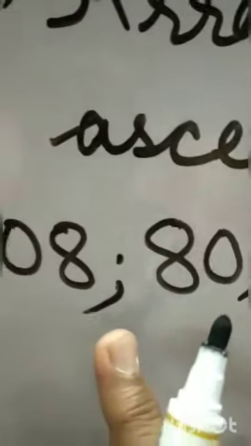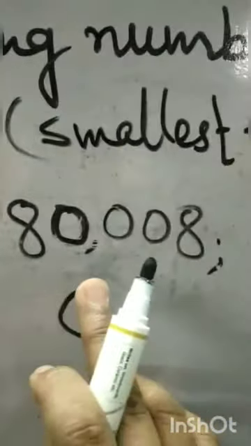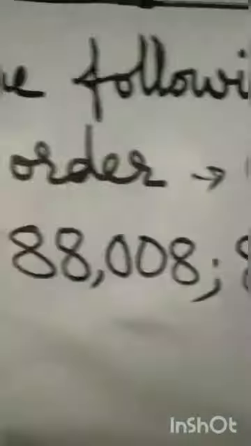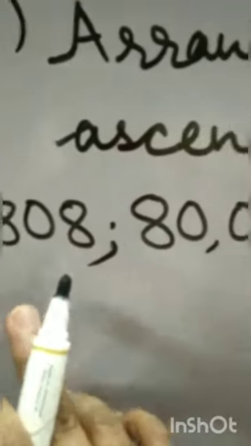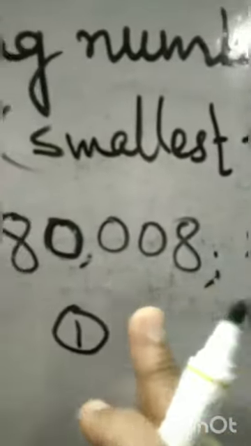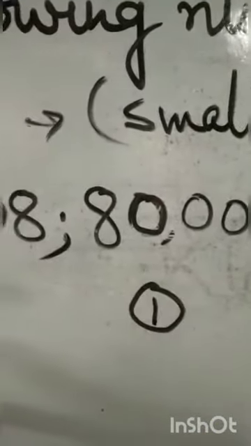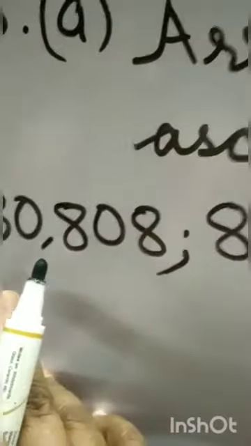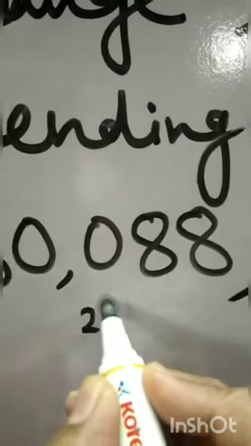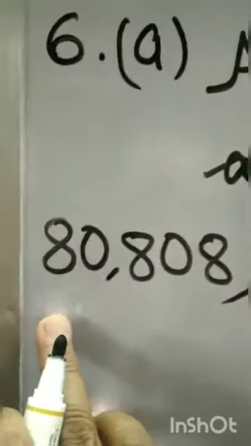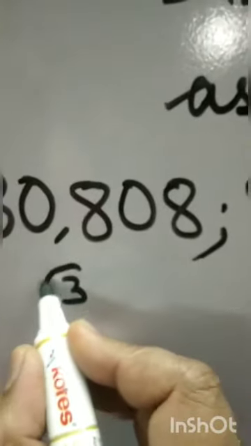From this you see which will be the smallest number. See, 80,000, 80,000, 88,000, 80,000, 88,000. So between 80,000 and 88,000, which is smaller? 80,000. And among the 80,000s, which is smallest? 80,008 is smallest. So we write this number in first place. Okay. Next 80,088. So this will be in second place. 80,808 will be in third place.